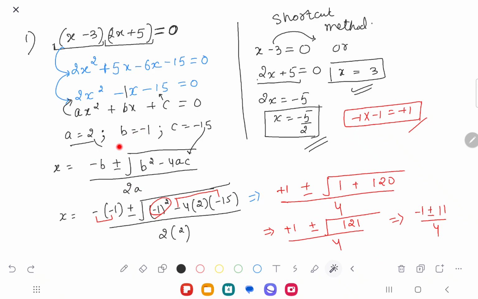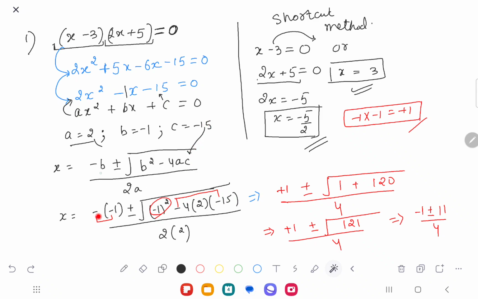Minus is already in the formula. I put in the value of b, which is minus 1, so minus minus becomes plus. Plus minus is already in the formula. Under root, it says b square, so put in the value of b as minus 1. Minus 1 square, minus 4 is in the formula. A you put in according to the equation. So A in this equation is coming out to be 2, because A is nothing but the coefficient of x square. I hope you're understanding. Yes or no? And C is minus 15.